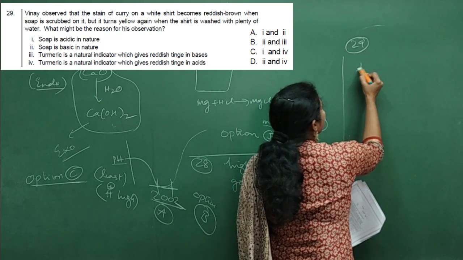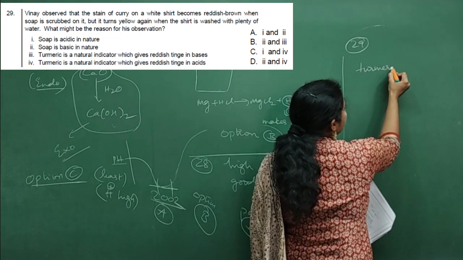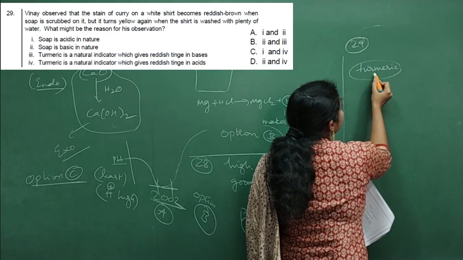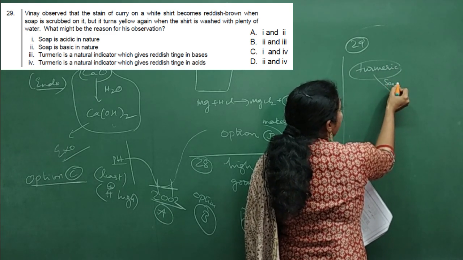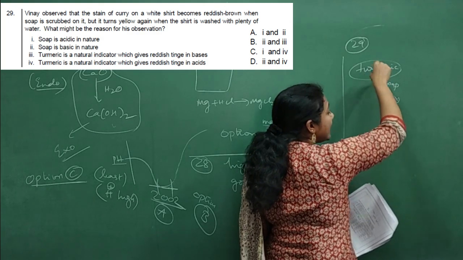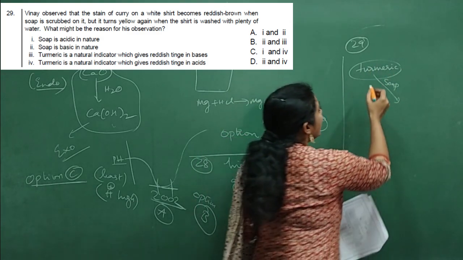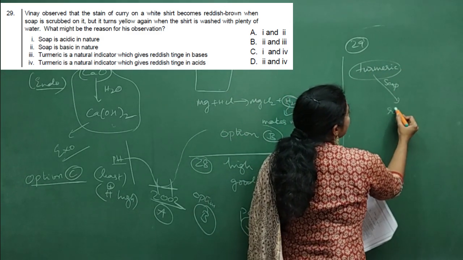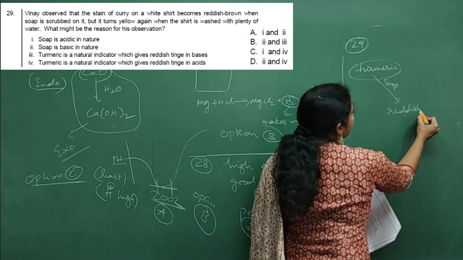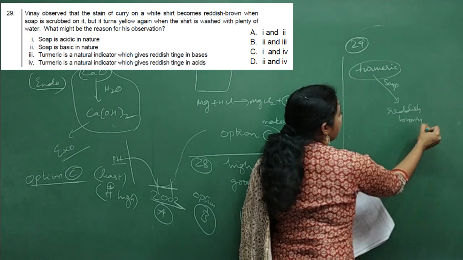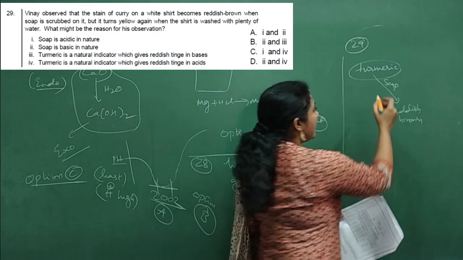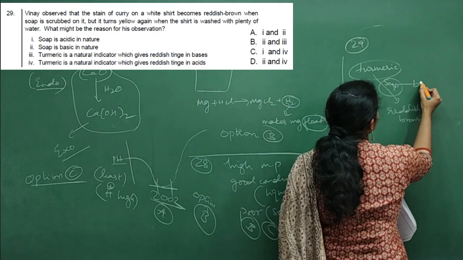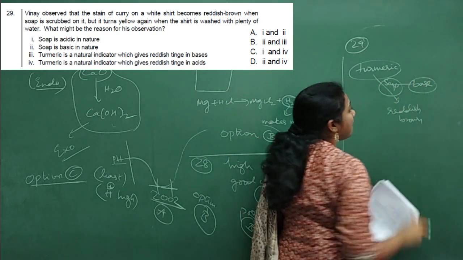So turmeric must be there in a curry, and the moment soap was applied on the shirt having the curry stain, this particular mark has become reddish brown. It has become reddish brown. Okay, and remember, soap is a base. Soap is basic in nature.